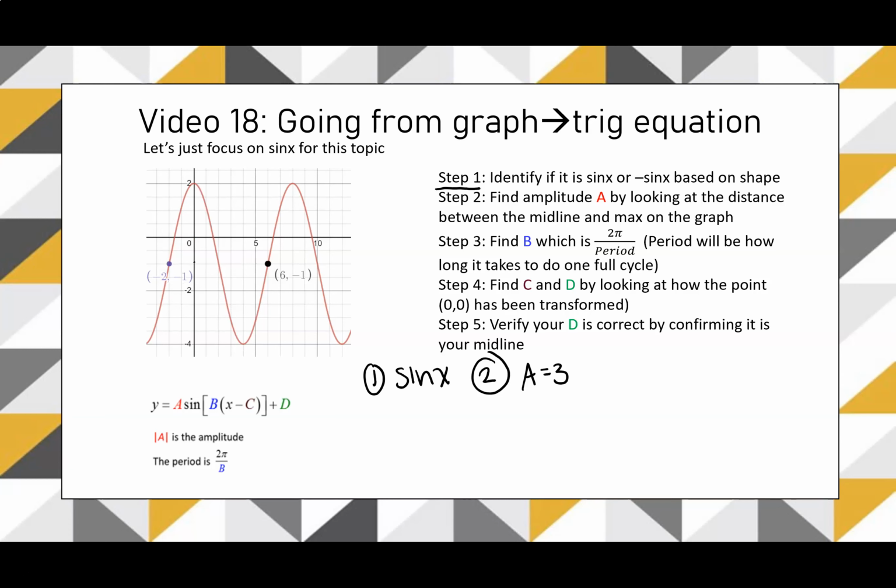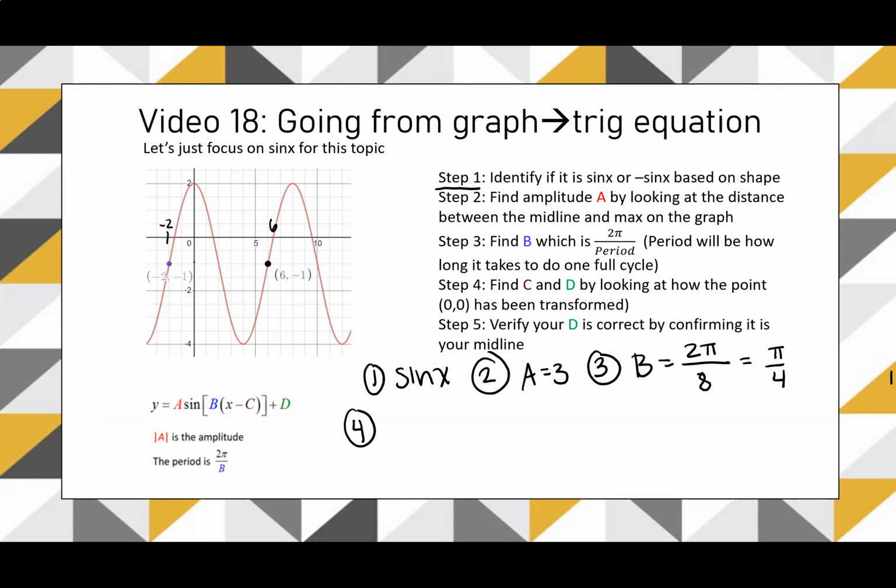All right, next thing here was we need to find our b. That's step 3. So b is equal to 2 pi divided by our period. Well, our period is from here to here, and that's from -2 to 6. And that's a distance of 8. So 2 pi over 8, which is going to reduce to pi over 4. Fantastic.